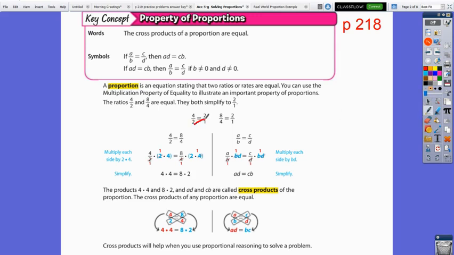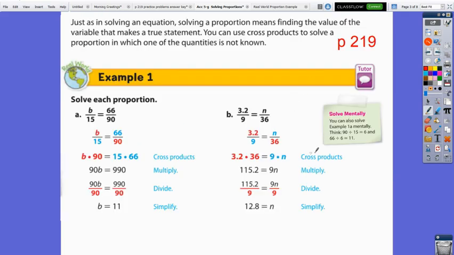So if you look here, you multiply these two numbers together, this 2 and 2, and these two numbers together here, and those cross products are equal. This is a key characteristic of proportions. Normally when you have this to solve problems, 3 of these numbers in the proportion you're going to know, and one of them will be an unknown or a variable. So you can use this cross multiplication or cross product method to solve a proportion. Here's an example of how it works.